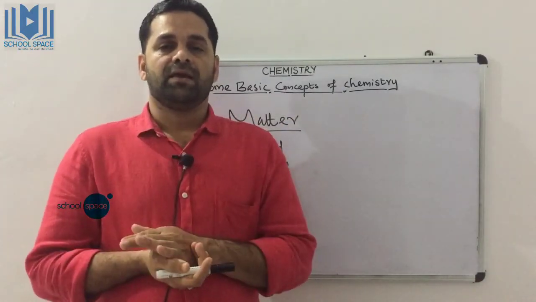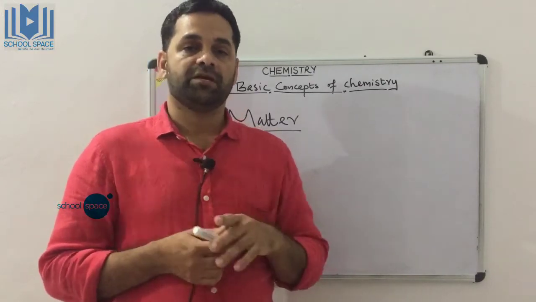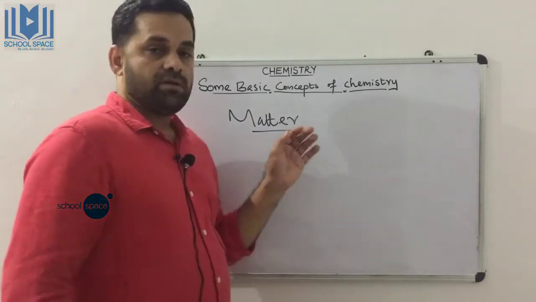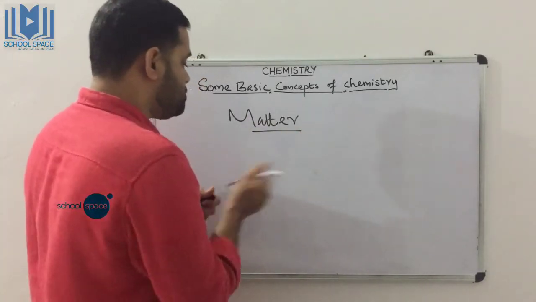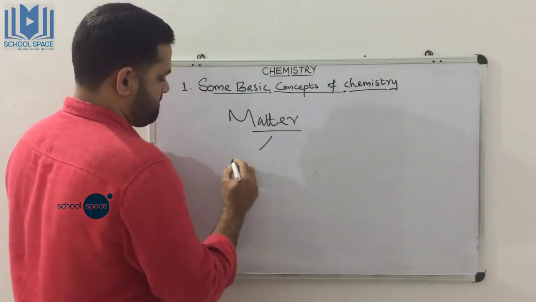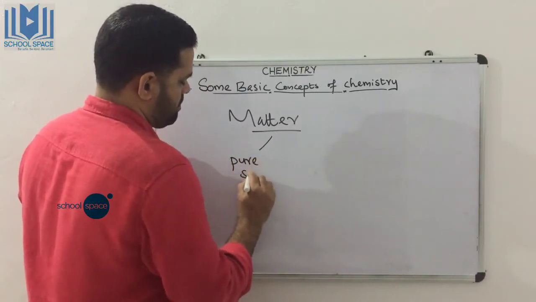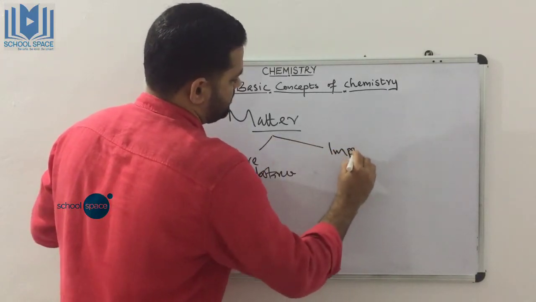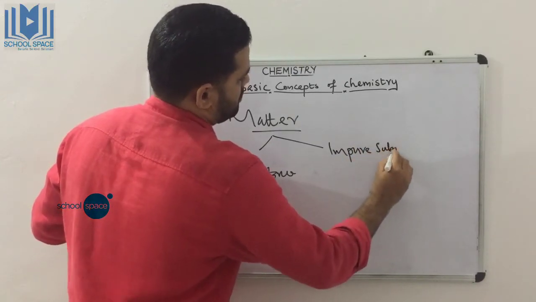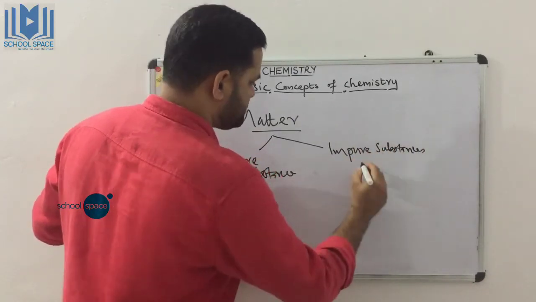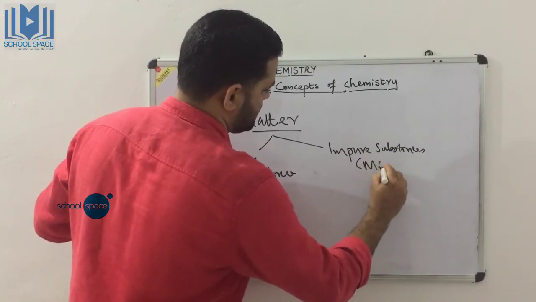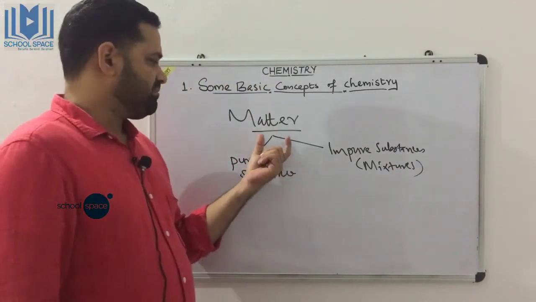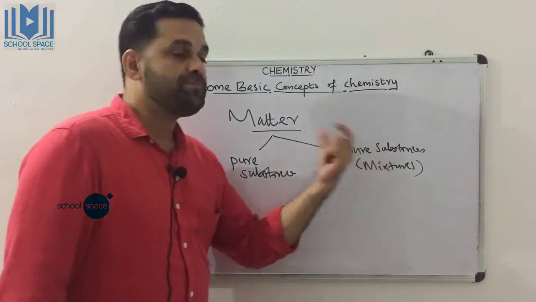So this is the physical classification of matter. And chemically, matter can be classified into two categories: pure substances and impure substances. Impure substances are otherwise known as mixtures. So chemically we can classify matter into two, that is pure substances and impure substances.